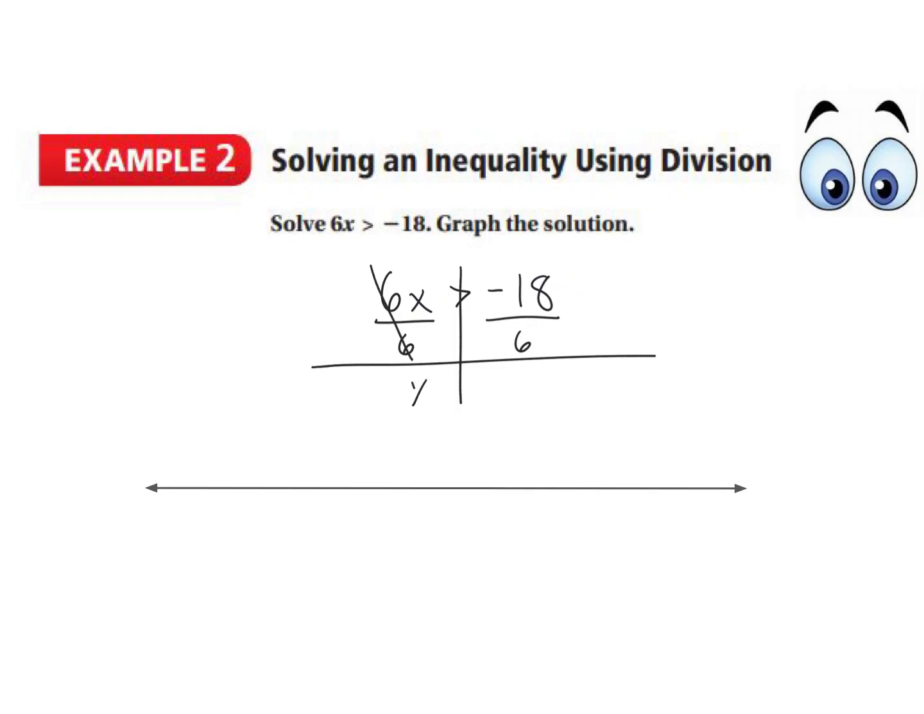These cancel out, I'm left with x. Negative 18 divided by 6 is negative 3. Again, I'm checking to see, am I dividing by positive or negative? Since I'm dividing by positive 6, I'm going to keep my sign the same. Here I've got negative 3 as my number that goes underneath. I do not have an equal to bar, so I'm going to have an open circle. And this time my x is the one that the mouth is opening towards, meaning I want numbers that are bigger than negative 3. So I'll have an arrow pointing right.